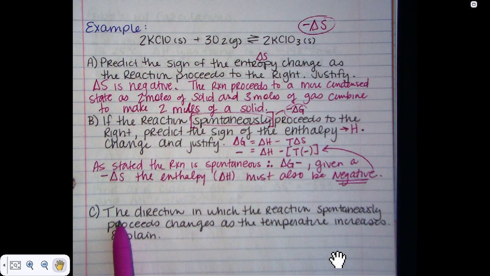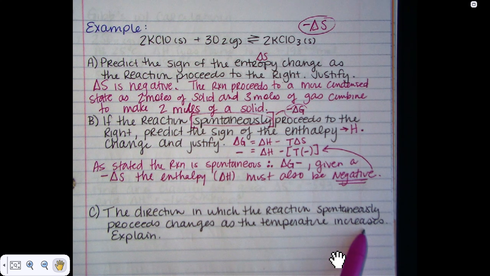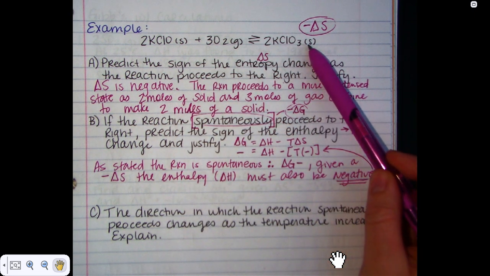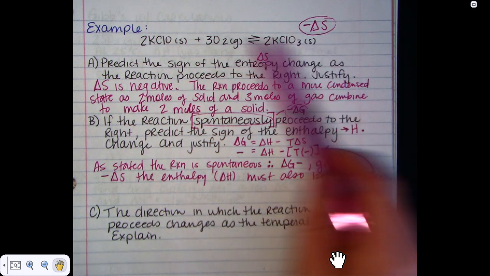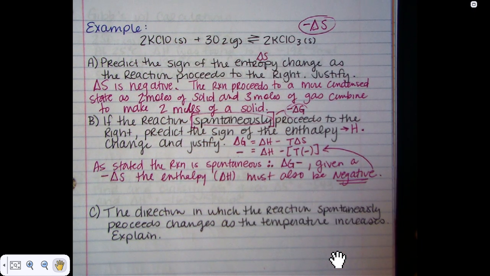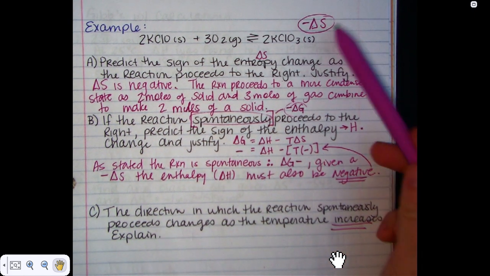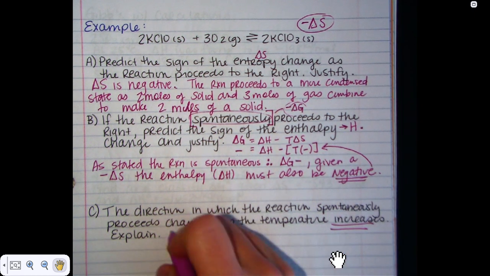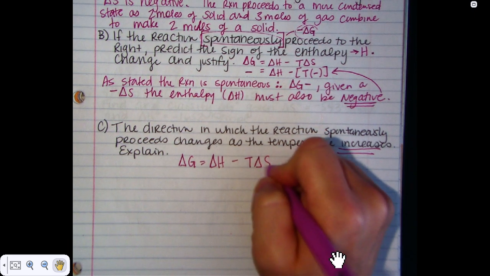So the direction in which the reaction spontaneously proceeds changes when temperature increases. So if the forward reaction becomes not spontaneous, isn't it the reverse reaction became that way? So let's look at what increasing the temperature does. Who does that affect? It affects our negative delta S. So delta G equals, let me slide this up just a little bit, delta H minus T delta S.